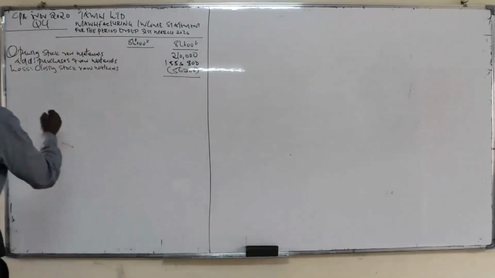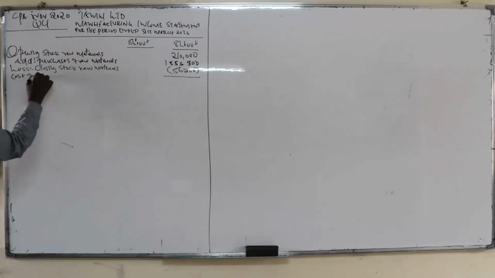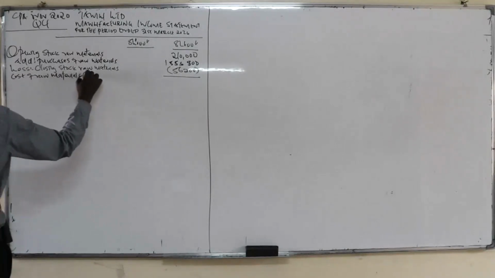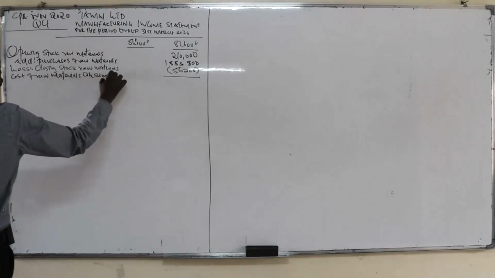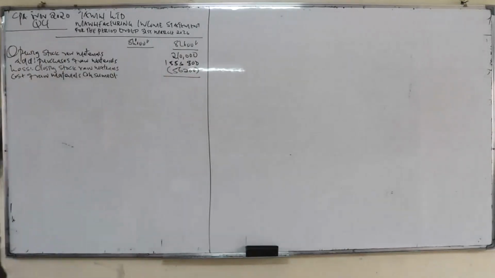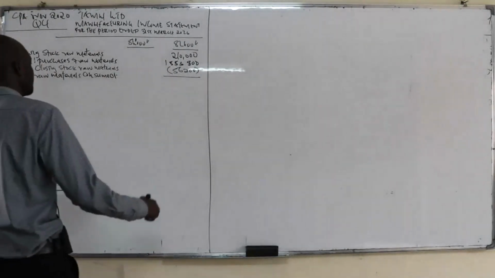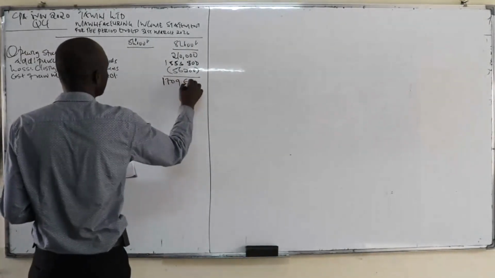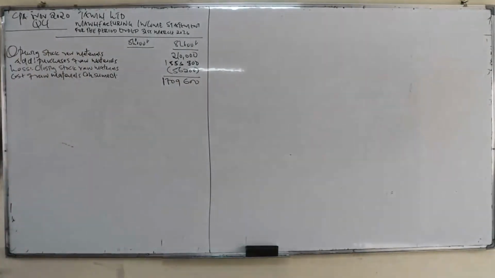So now we get the cost of raw materials consumed. You add the opening stock plus purchases minus the closing stock. You get the material that were used in the production. How much is it? 1709,600. Is it correct? So that is the cost of raw materials consumed.